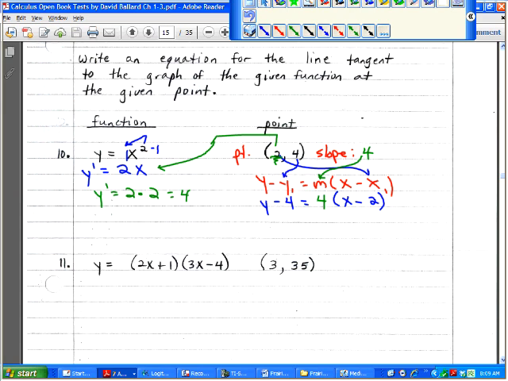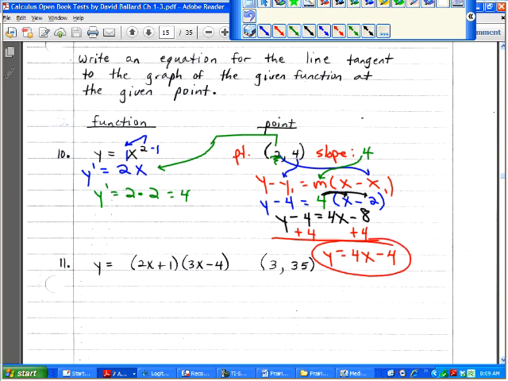I want to transform it into slope-intercept form. To do that, I'm going to distribute. I'm going to have y minus 4 equal 4x minus 8. And then undo the y sub 1 that was plugged in. And I'm going to have y is equal to 4x minus 4. So there's the equation in slope-intercept form of the line that is tangent to y equals x squared at the point (2, 4). Okay?